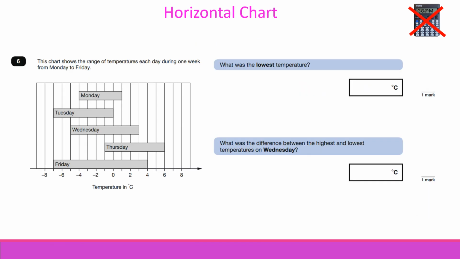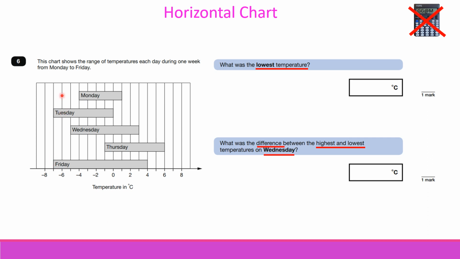This is a question looking at a horizontal chart. The key words in the question are we've got to work out the lowest temperature. We've also got to find the difference between the highest and lowest temperatures on Wednesday.